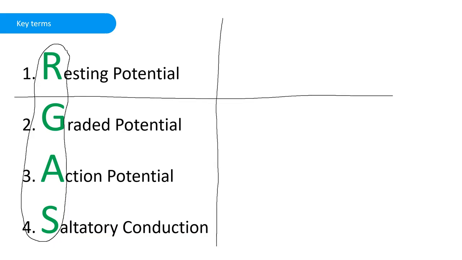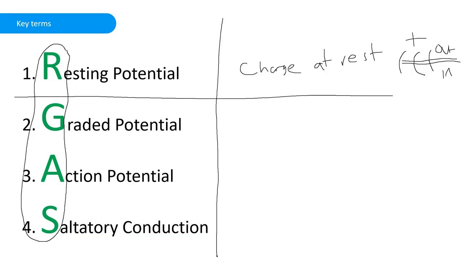Resting potential refers to the charge at rest across a membrane. So if we had a membrane here on the right hand side, now obviously this is separated between the inside of the cell and the outside of the cell. So the resting potential is a measurement of charge across a membrane at any one point. Okay, so it might be positive on this side and less positive on that side, and it's just a measure of how positive or how negative it is.